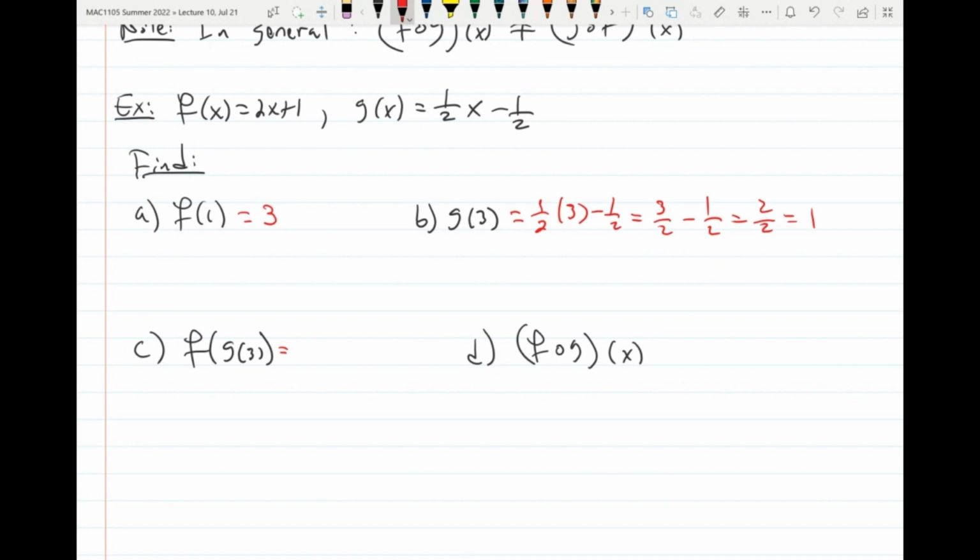So here we have f of g of 3. So what's g of 3? We already did that in part B, right? So that's f of 1. And what's f of 1? We already did it in part A. That's 3. Does everybody understand this so far?